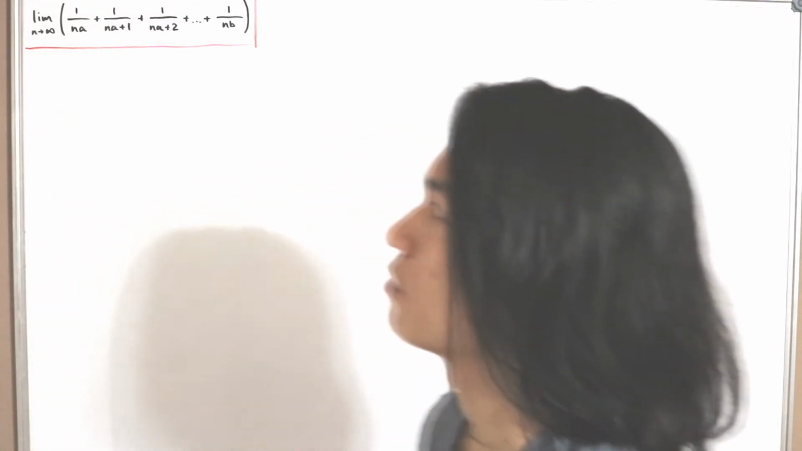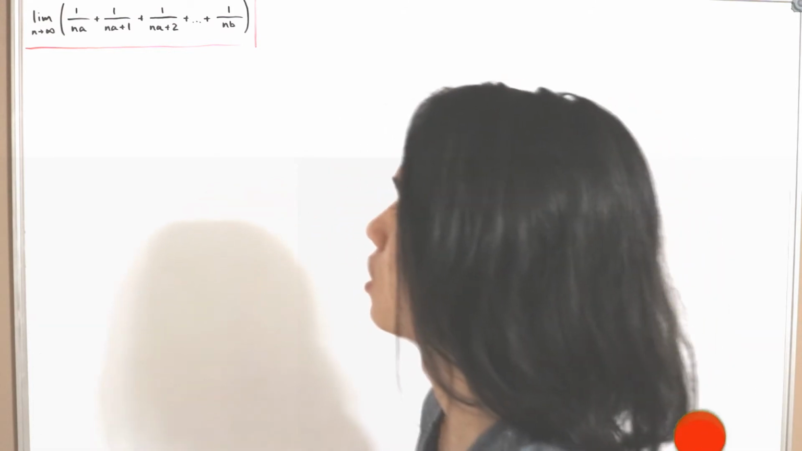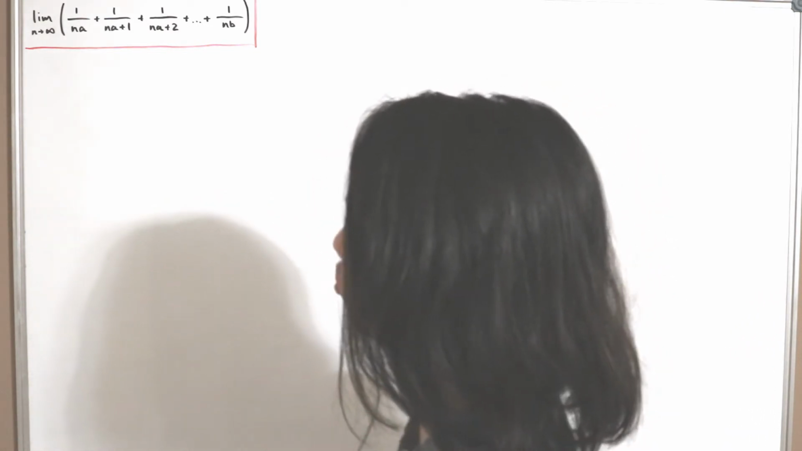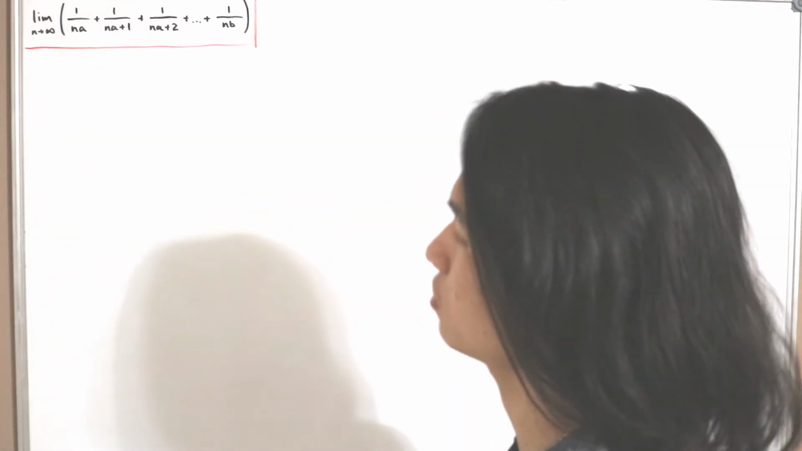In today's video we have a limit: the limit as n approaches infinity of 1 divided by n times a, plus 1 divided by n times a plus 1, plus 1 divided by n times a plus 2, and so on, all the way up to 1 divided by n times b. You can clearly see from the input that this is some sort of partial sum, and we'll be taking the limit as n approaches infinity. So in a sense, we're evaluating an infinite series. Let's jump in.